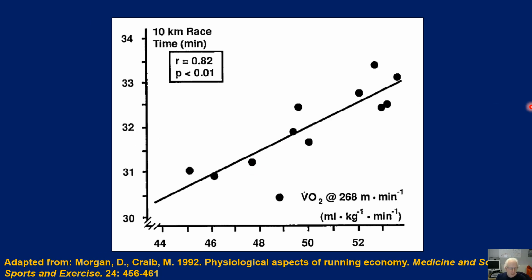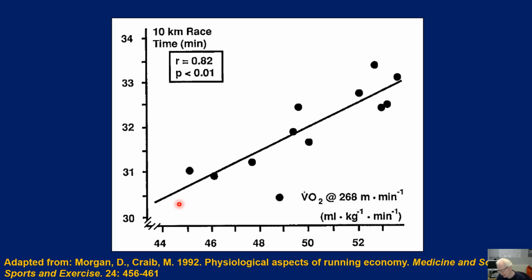If we then come into this data set, this is quite interesting. This is where we've got some data from Dan Morgan's group back in the 90s. What they've done here is a simple correlational analysis. They've taken the oxygen cost in mils per kilogram per minute at a constant running speed, 268 meters per minute.